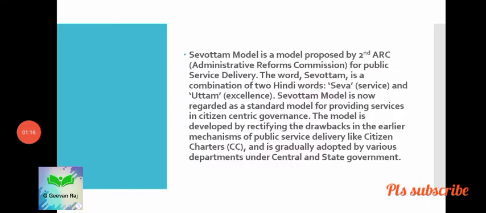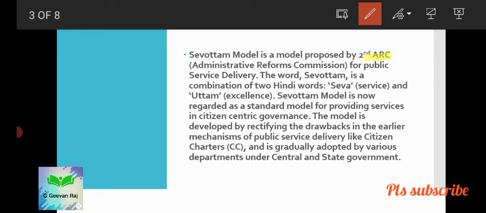The Sevottam model is a model proposed by the second ARC. ARC stands for Administrative Reforms Commission. So, Sevottam model is a model proposed by the second Administrative Reforms Commission, and the main aim is public service delivery. The word Sevottam is a combination of two Hindi words, Seva, which means service, and Uttam, which means excellence. So, Sevottam as a whole means excellent service.